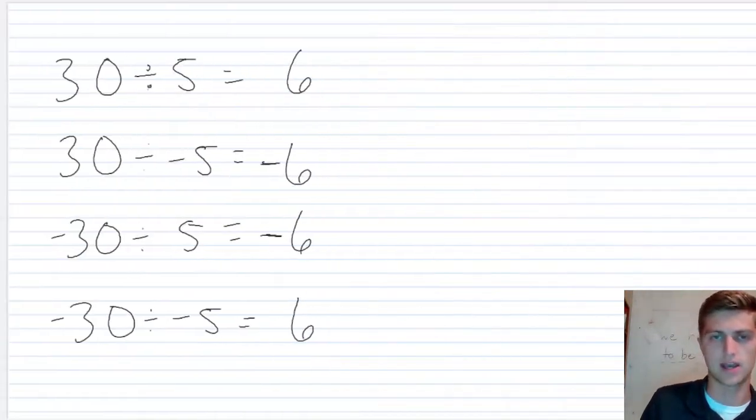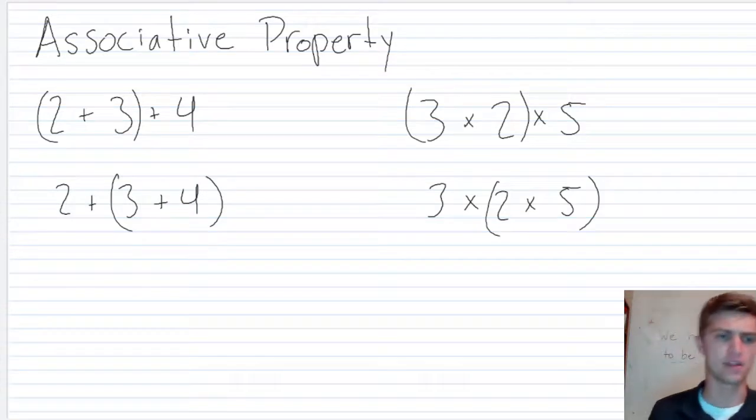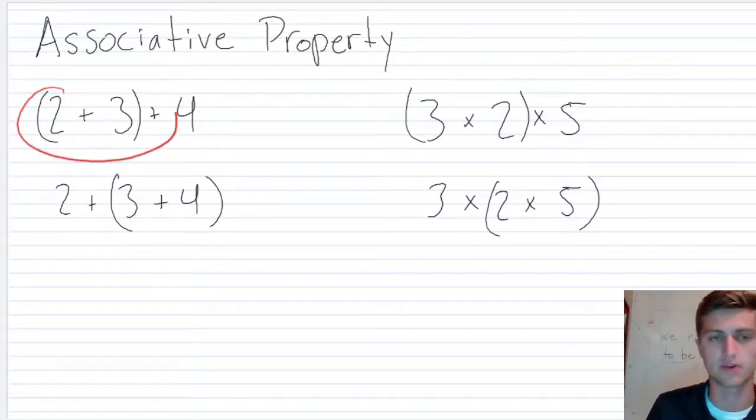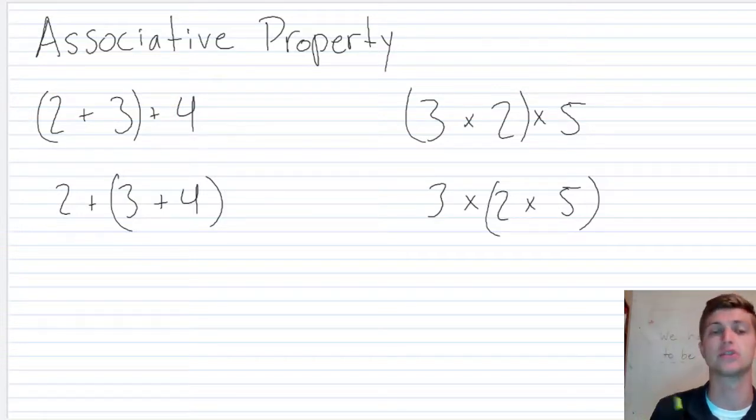Okay, next we have the associative property. The associative property tells us that we can change the grouping of a certain addition or multiplication problem. And as we see here, we have parentheses. What do parentheses tell us? When it comes to order of operations, it tells us to do that part first.